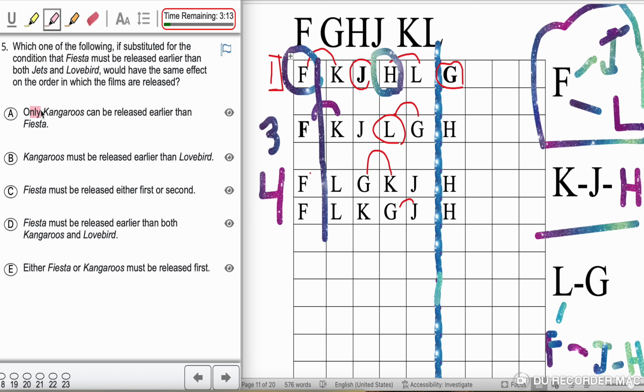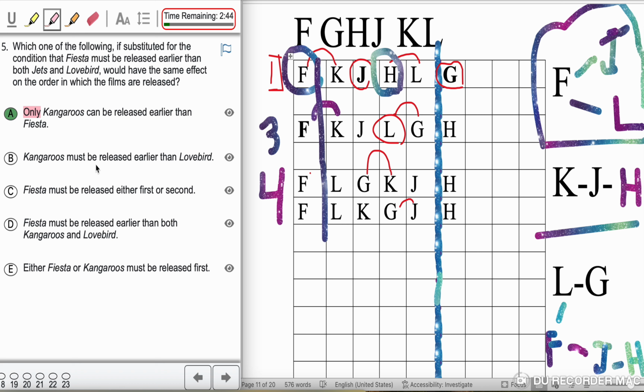A, only K can be released earlier than F. So basically what that's saying is that if you flip here, you will see that K would be in the first position and F would be in this position, meaning that all the rest of the game board after the second position will already be in order: J, L, G, H. So that would have the same effect. Let's hold on to that.